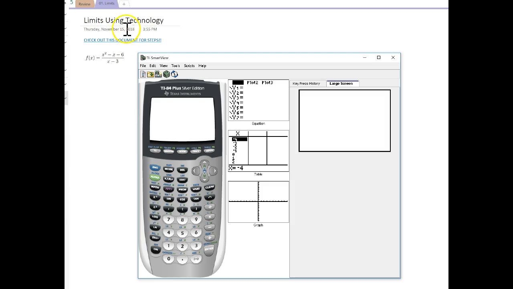If you're in our class OneNote, if you click on this link right here, check out this document for steps. That'll take you to a PDF that has some slides just walking you through how to enter in everything, so you can follow along there, or again, watch this video.